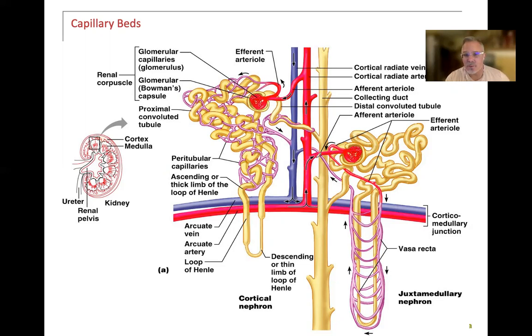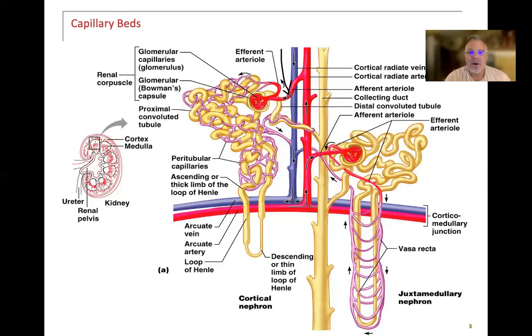Now, off the cortical radiates, we have the afferent arteriole. The afferent arteriole, which is right here, is leading into that capillary system where it's held in the Bowman's capsule or the renal corpuscle. And that's the glomerulus. That's the larger diameter blood vessel, and then exiting is the efferent arteriole.